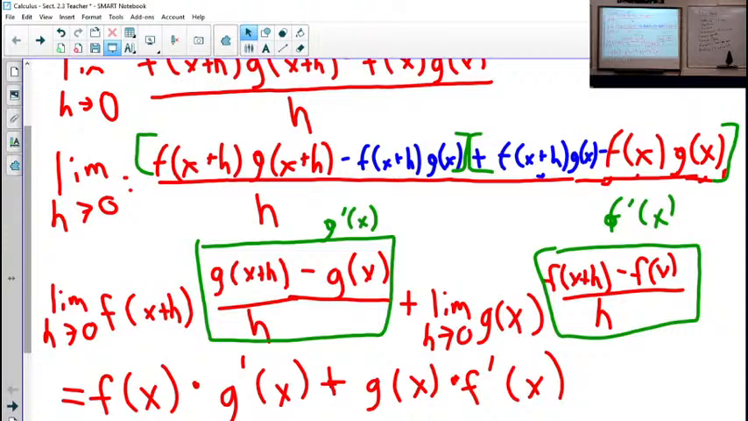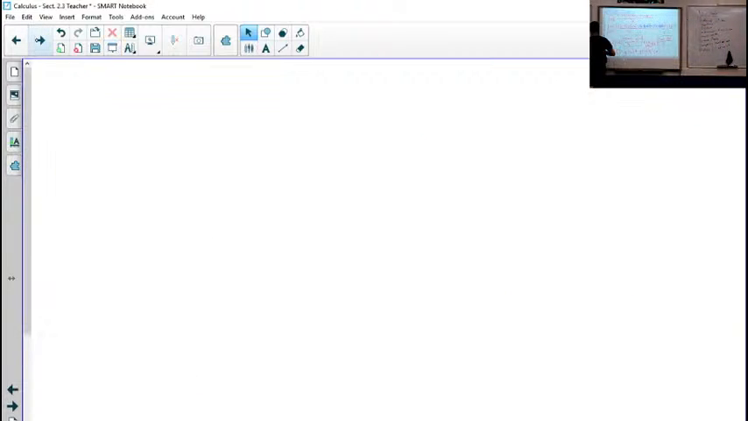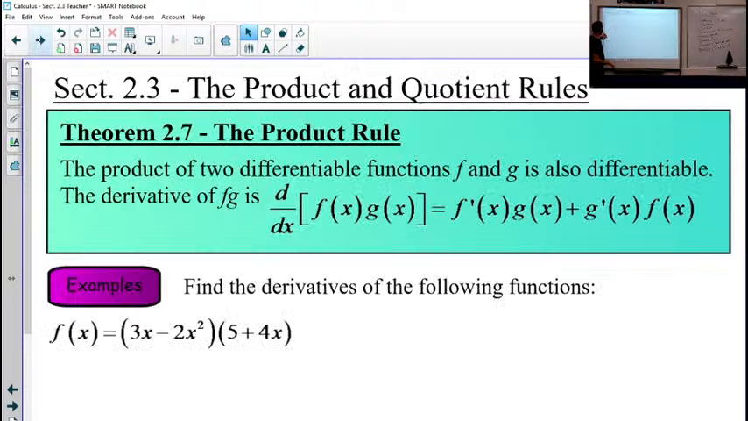The way that we're going to say the product rule is that it's going to be first times derivative of the second plus the second times derivative of the first. So if I've got two different functions that are multiplied together, that's going to be the derivative: first times derivative of the second plus second times derivative of the first. That is our product rule.